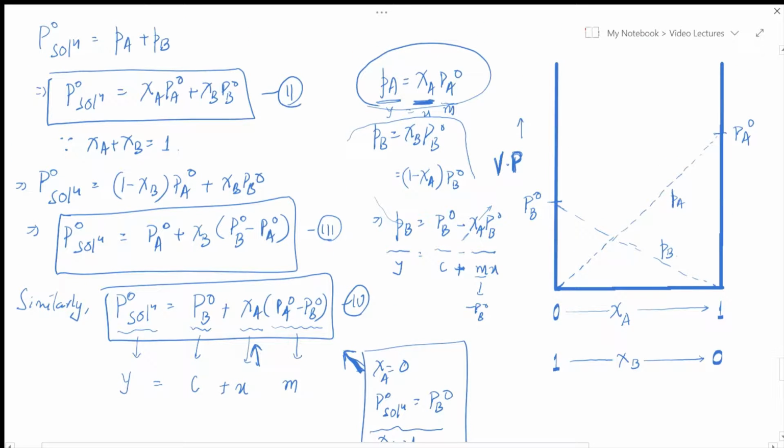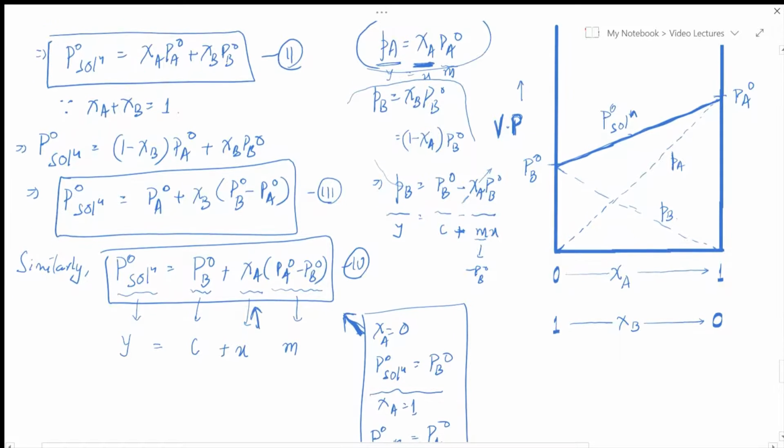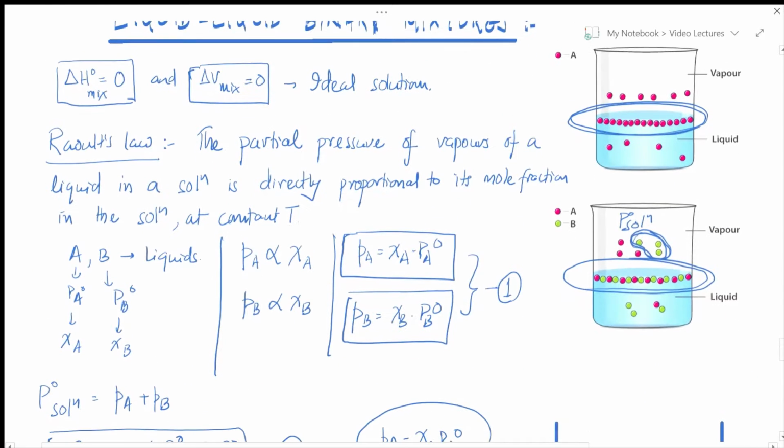So the graph which you get will have intercepts as PB naught and PA naught. So we get a straight line connecting these 2 points. This has to be a straight line. This gives us P naught solution in this case. And so this entire first discussion, an entire plot, consists of vapor pressure which builds here, and that P naught solution is written in terms of mole fractions of the liquid components in the solution.